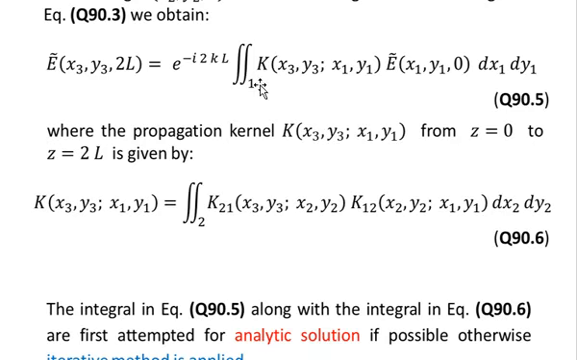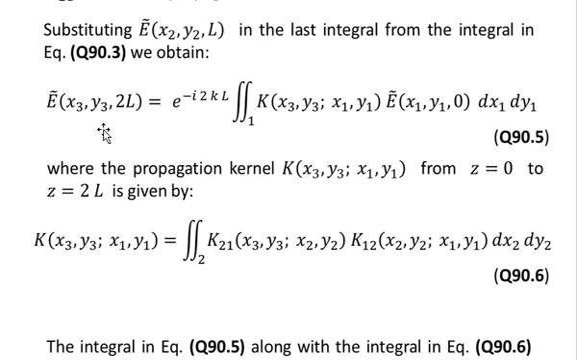So you see that the kappa in equation number 5 is now given by kappa as a variable of x3, y3, x1, y1 equal to the double integral on the lens surface 2, which contains kappa 21 of x3, y3, x2, y2 and kappa 12, which is a function of x2, y2, x1 and y1, and the integral variables are dx2 and dy2. So you see that this field, the field after one round trip, is given in equation number 5 with kappa contained in the integral on the right hand side given by equation number 6.